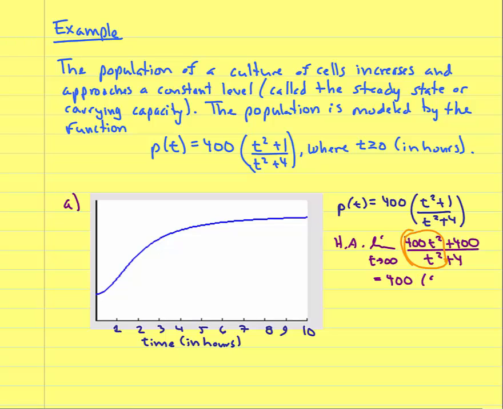Now I need to say y, because the degree in the numerator is the same as the degree in the denominator. So the limit is the ratio of the leading coefficients. So this tells me that y equals 400 is my horizontal asymptote.